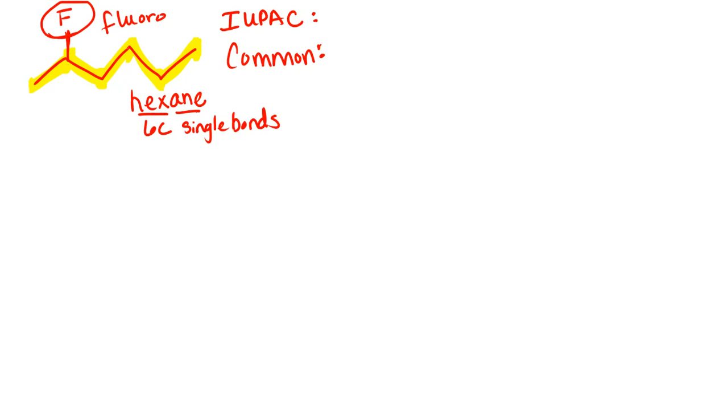Looks like numbers are going to be much lower starting from the left. So that's going to be on the 2 carbon, so that's going to be 2-fluoro. And there's usually no space, hexane. Put a dash between the number and the letter. Now, what about the common name?